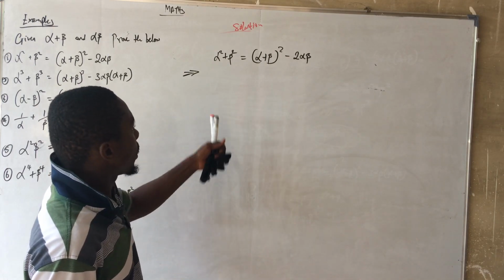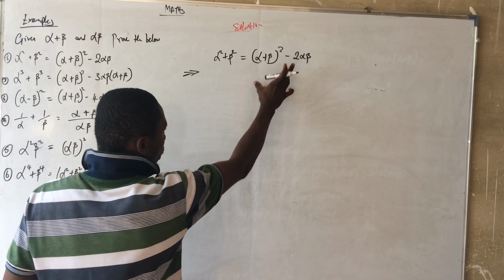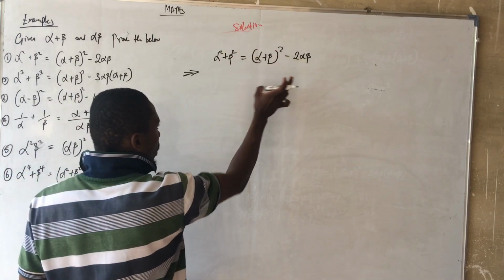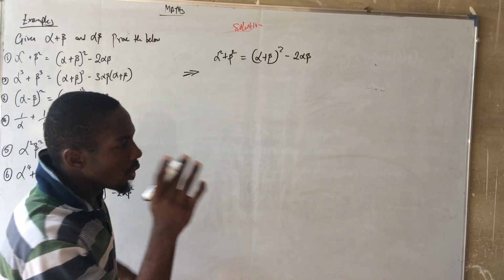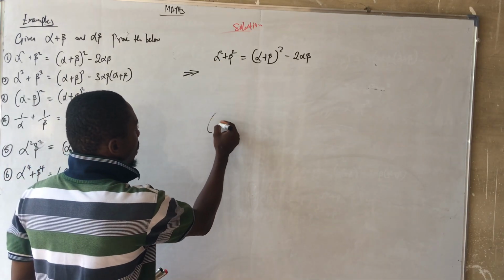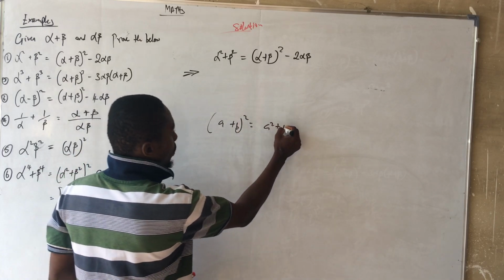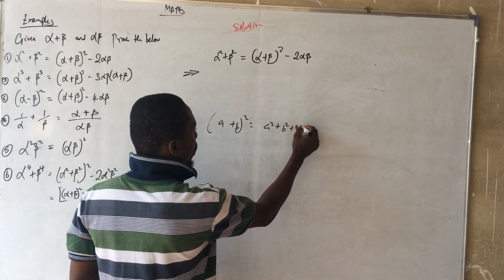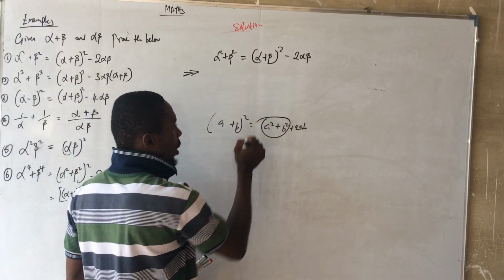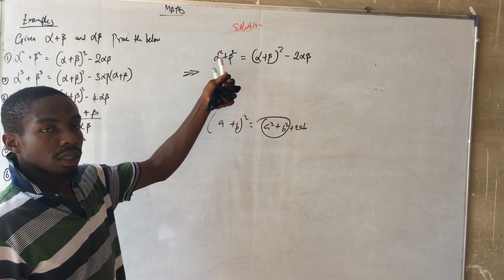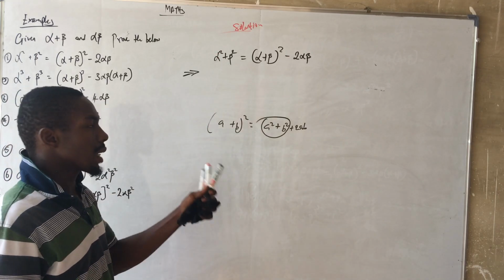So now I want to make this one look like this. I want to prove that this is equal to this. From my past experience, I know that a plus b all squared is equal to a squared plus b squared plus 2ab. So now I have two things that I'm looking for there, and that is this. So now what I'm going to do is manipulate the rest to look exactly like what I need.